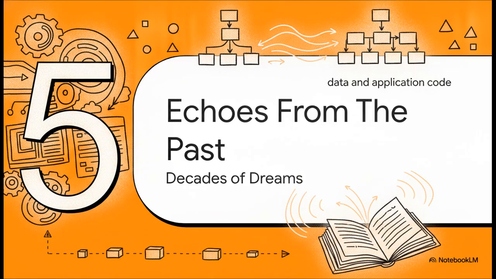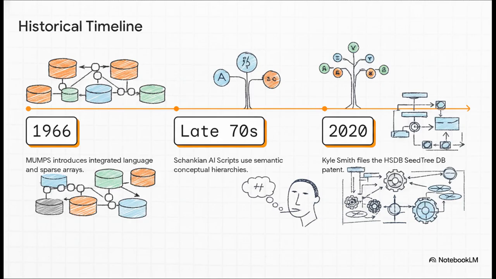Because, as it turns out, this isn't an entirely new dream. While the math of HSDB was a massive modern breakthrough in 2020, the desire for node-encapsulated execution goes way back. I mean, look at 1966. MUMPS was created at Massachusetts General Hospital.